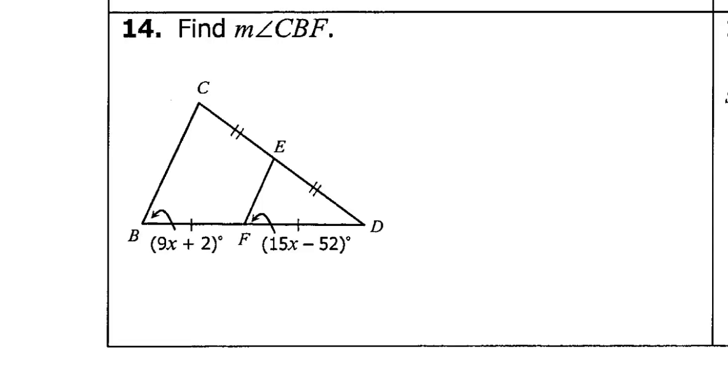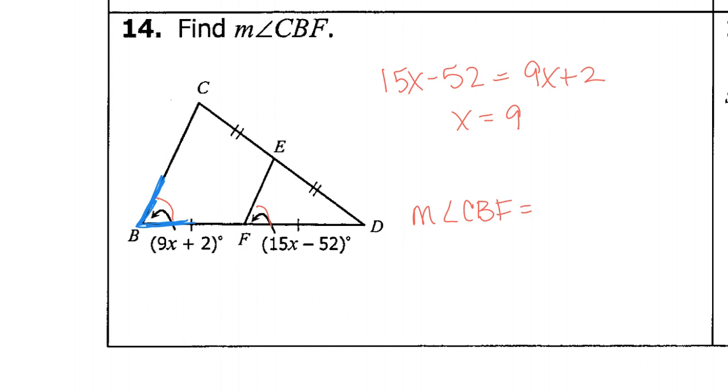For number 14, these are corresponding, so they're congruent. So I set them equal to each other. When you solve for this, you get x is 9, and I'm just going to go ahead and write the answer as you see, because you should be able to have a pretty good idea now how to solve for x. So now I'm trying to find the measure of angle CBF, which is 9x plus 2. Although if you plugged it into the other one accidentally, it doesn't matter because they're congruent, they're the same. Either one you plug it into will give you the same answer. So you get 83 degrees.